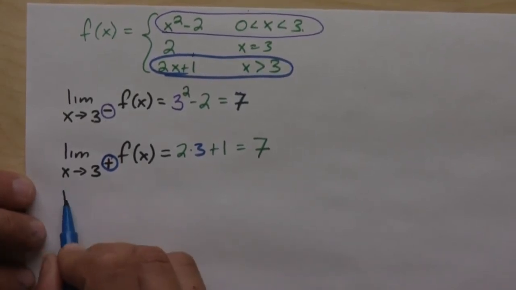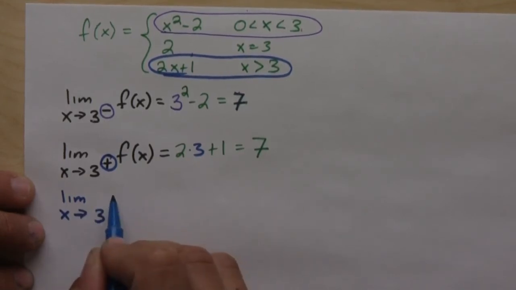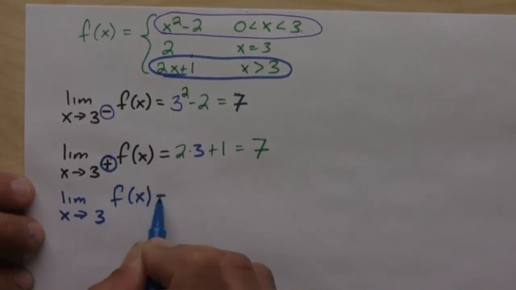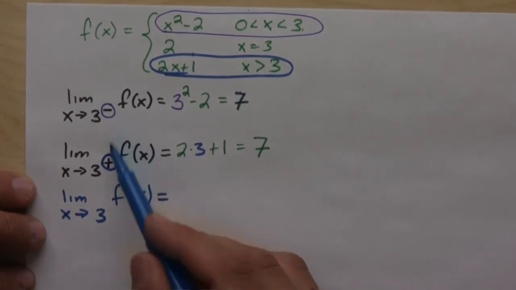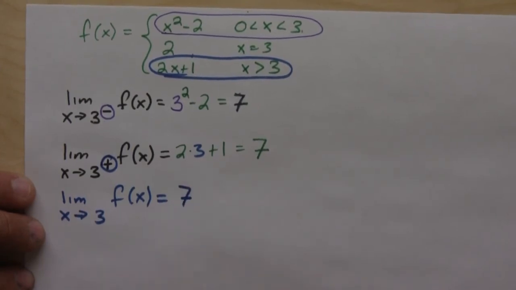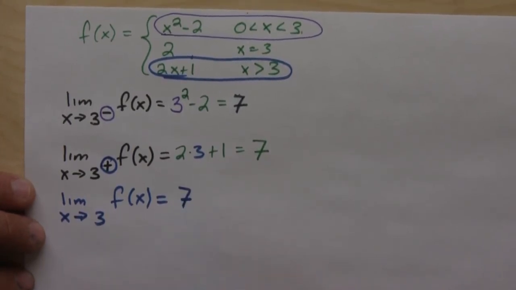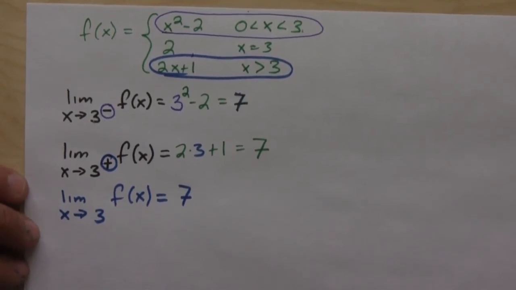So this isn't asked in the question, but let's just state it. If I want to know what the limit as x approaches 3 of the function is, remember this means you want to look at both sides. So since from both the left and the right it equals 7, that means the limit exists. And it equals 7.